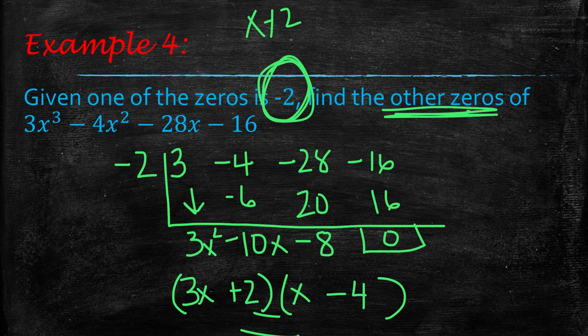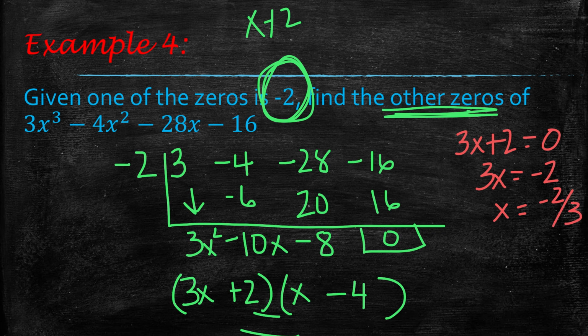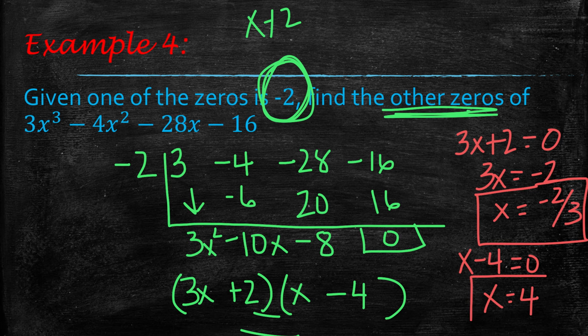That means we're going to have to take each of these factors and set them equal to 0. So we'll do 3x plus 2, set it equal to 0. That gives you 3x equals negative 2, so x equals negative 2/3. So there's one of the zeros. Then we take x minus 4 and set it equal to 0, which gives me my other zero of x equals 4. Okay, and so those are the other zeros for that polynomial.